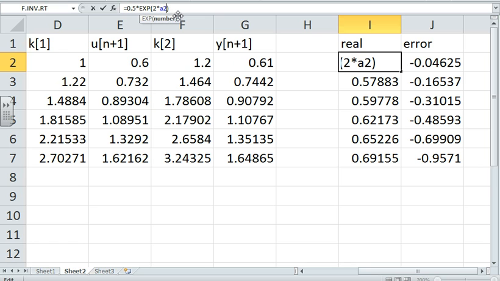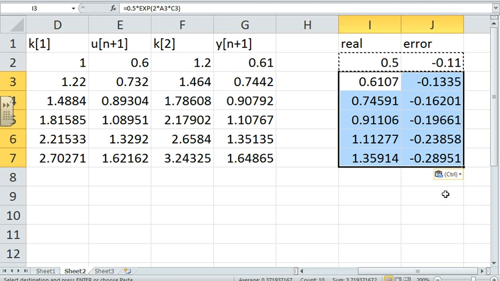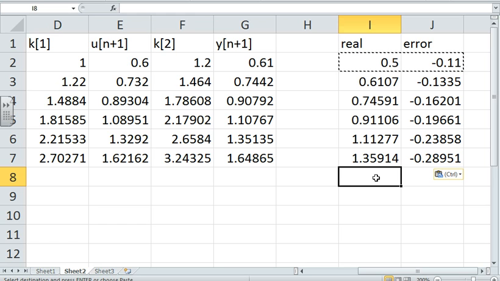A2 times C2. Oh. There we go, that's much better. So my real value 1.359, my calculated value 1.351. So that's very much close to each other.